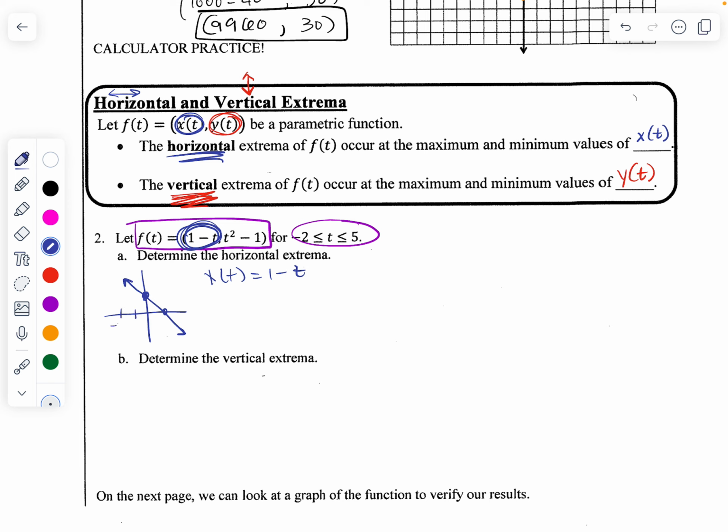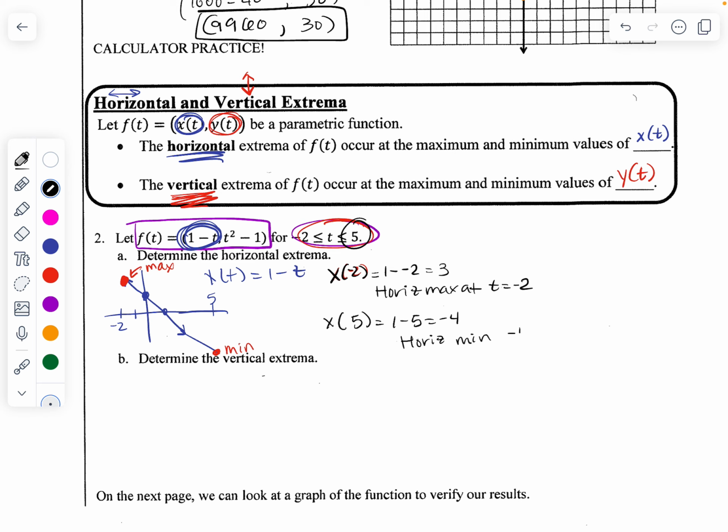So I can say at x of negative 2, we will have a value of 1 minus negative 2, which is 3, which is a horizontal maximum of 3 at t equals negative 2. And then at x of this value here, 5, we go 1 minus 5, which is negative 4. That's going to be our lowest value, which is a horizontal minimum of negative 4 at t equals 5.